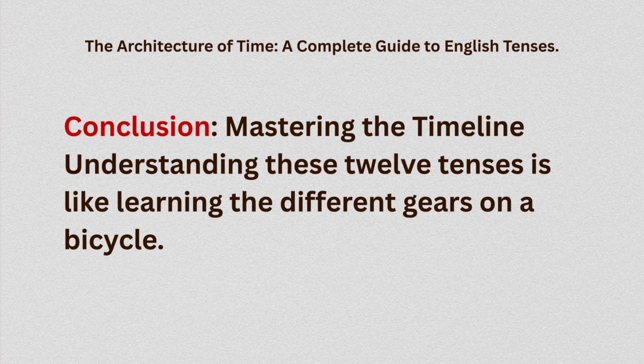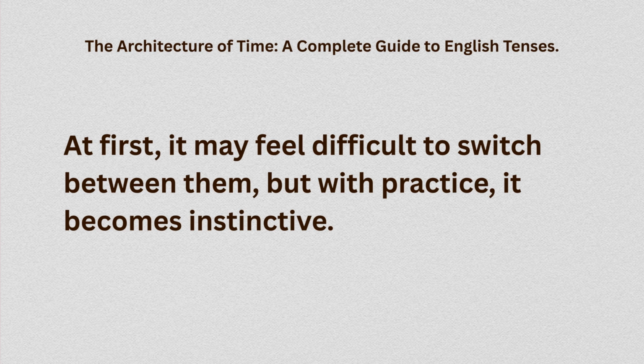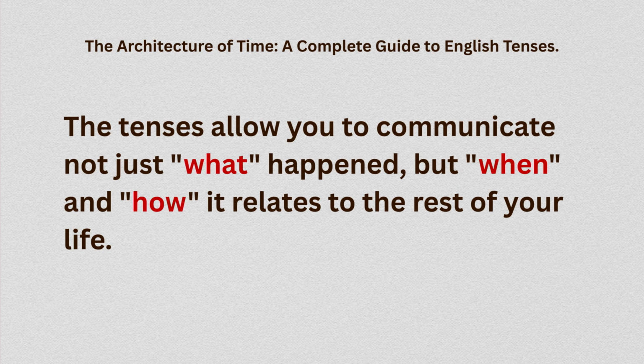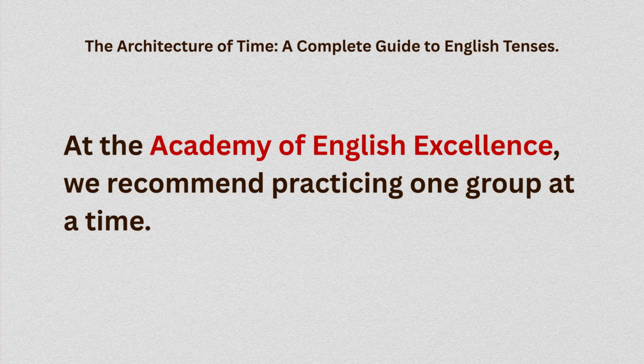Conclusion: mastering the timeline. Understanding these 12 tenses is like learning the different gears on a bicycle. At first, it may feel difficult to switch between them, but with practice, it becomes instinctive. The tenses allow you to communicate not just what happened, but when and how it relates to the rest of your life. At the Academy of English Excellence, we recommend practicing one group at a time.